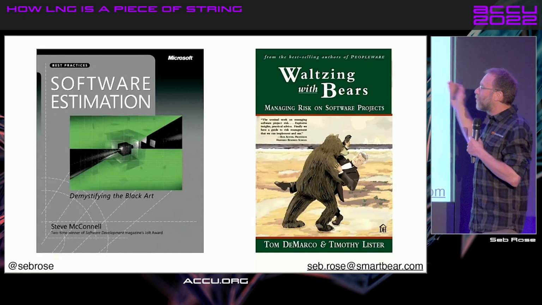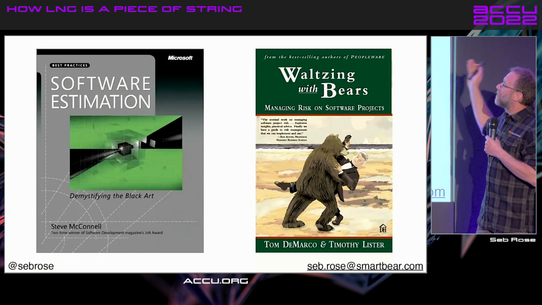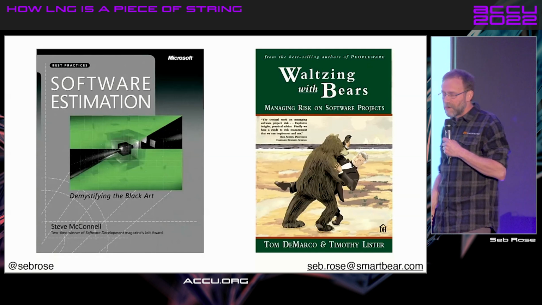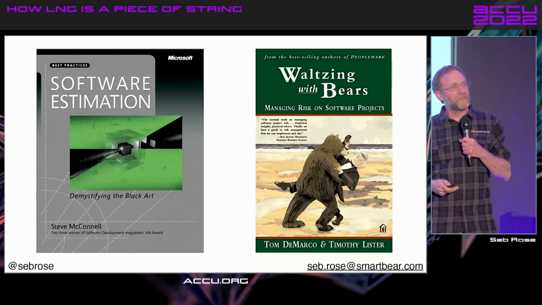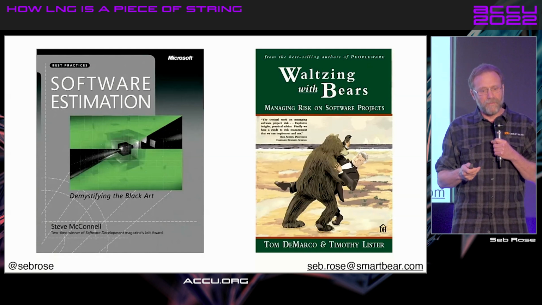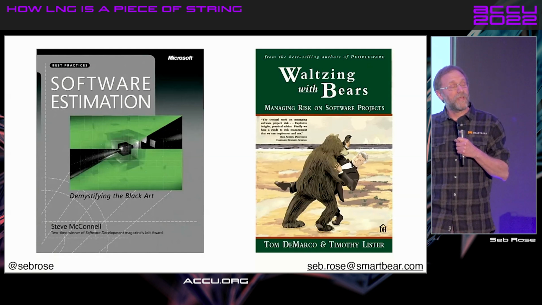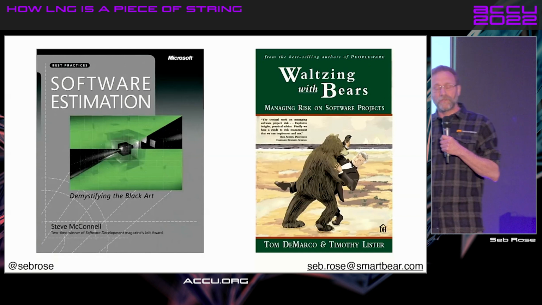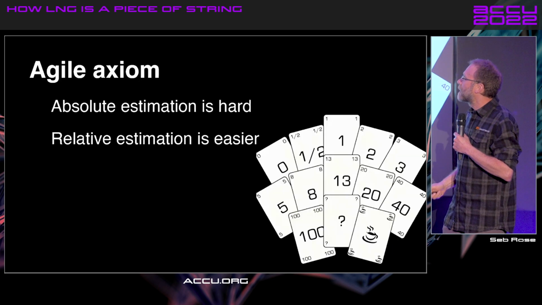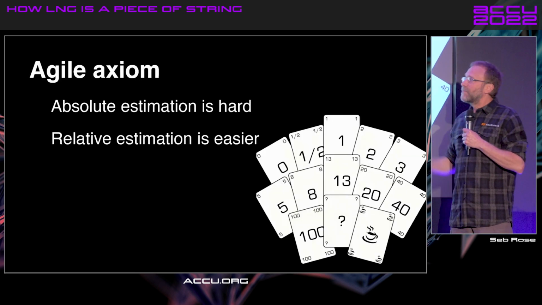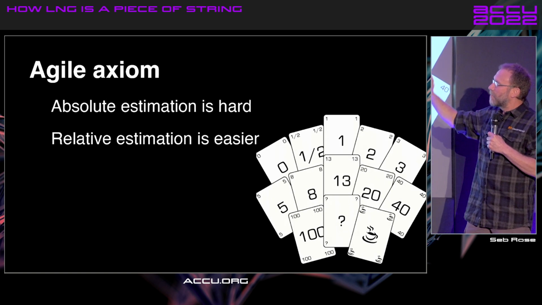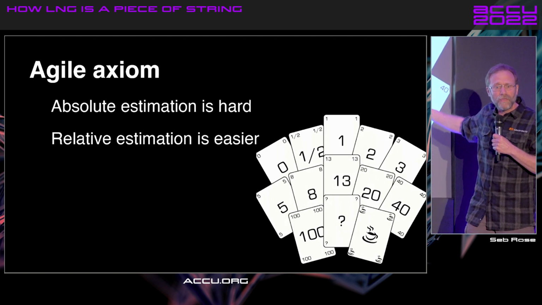The book that you really ought to read is Waltzing with Bears by Lister and DeMarco, and it starts with a wonderful quote which is really amazing, which says, if there's no risk on your next software project, don't do it. Anyway, read those books. So the agile axiom is that absolute estimation is hard, but relative estimation is easier. So we use story points.